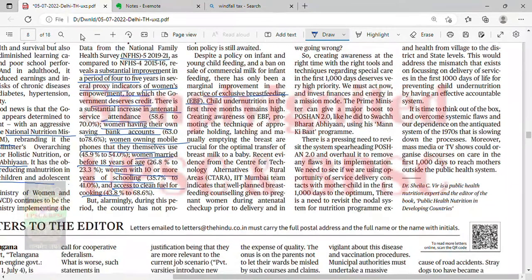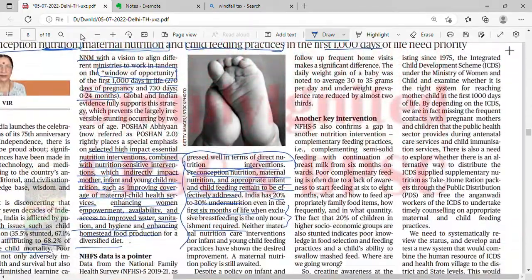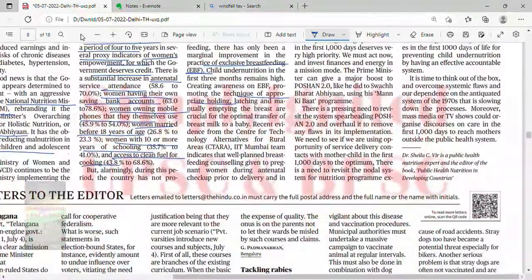Child undernutrition in the first 3 months remains high, so creating awareness on EBF, okay, exclusive breastfeeding, and promoting techniques of appropriate holding, okay, this is very important. Latching and manually emptying the breast are crucial for optimal transfer of breast milk to the baby. Recent evidence from the Centre for Technology Alternatives, an IIT Mumbai team, indicates that well-planned breastfeeding counseling given to pregnant women during antenatal checkups prior to delivery, and follow-up frequent home visits, make a significant difference. This is a very good point. Okay, you can write it.